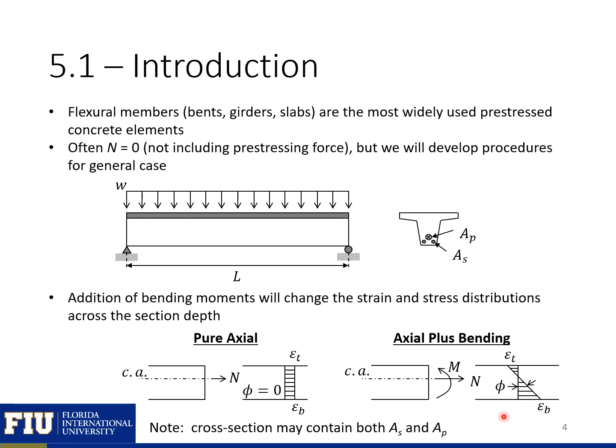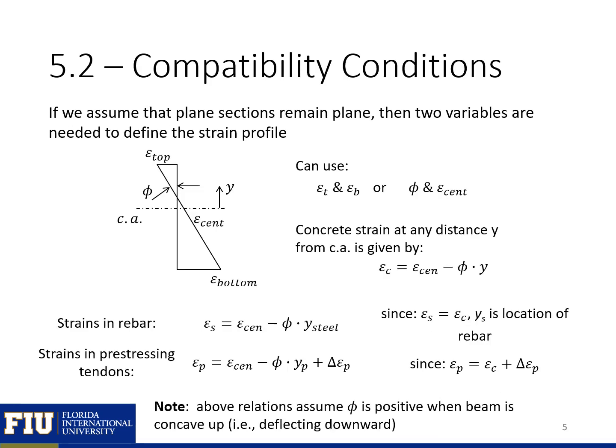Note that in general, and in this section, we're going to assume plane sections remain plane, which means we have a linear strain profile across the depth of the section. If we assume that plane sections remain plane, then we only need two variables to define the strain profile across the depth of the section. Typically, we can either use the top strain and bottom strain, or we can have the curvature and the strain at the centroid.